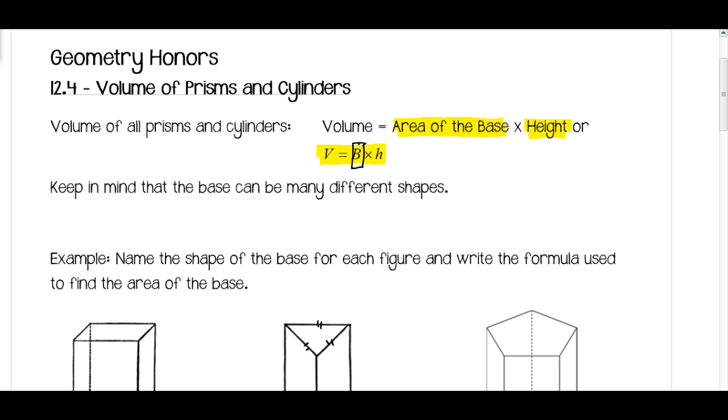So for the first example, we're going to name the shape of the base for each figure and write the formula used to find the area of each base. I have these written out already, so if you want to try these on your own first, and then make some corrections if you need to, now would be a good time to pause the video and see if you can write the names and the formulas for these 5 prisms, and also the formula you would use to find the area of the base. So go ahead and pause now if you want to. Otherwise, we'll go through those now.